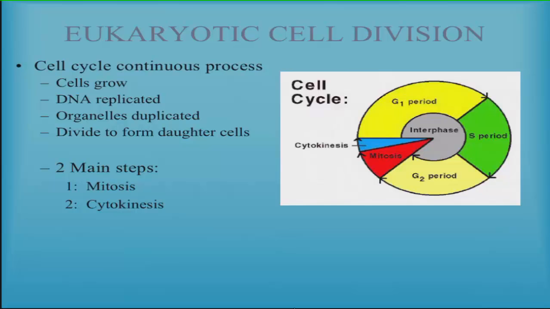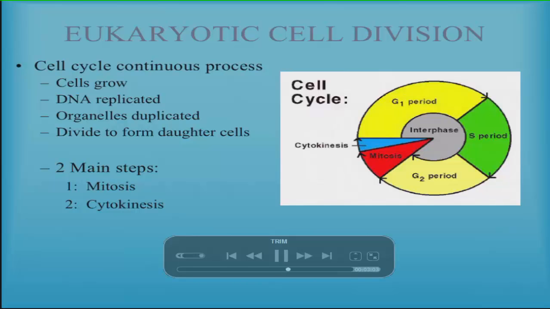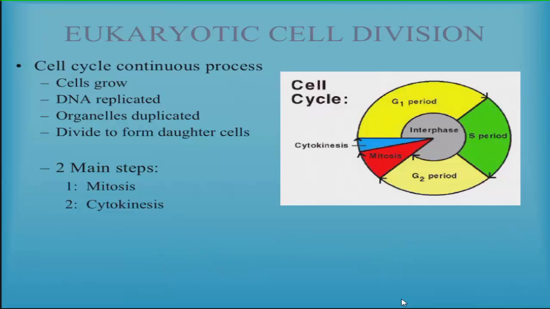In eukaryotic cell division, the DNA is found on chromosomes located in the nucleus of the cell. Moving on, there are two main steps. At first, mitosis, which is a process that divides the cell nucleus to produce two new nuclei, each with a set of chromosomes, and the second step is cytokinesis.